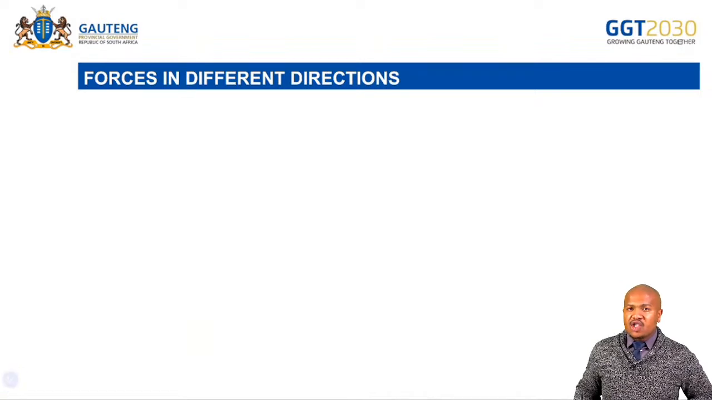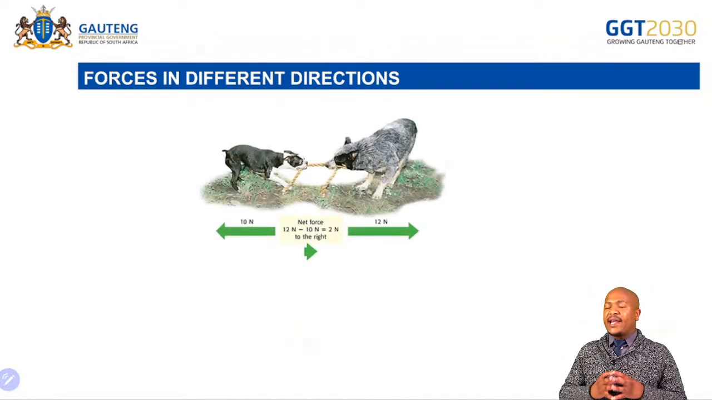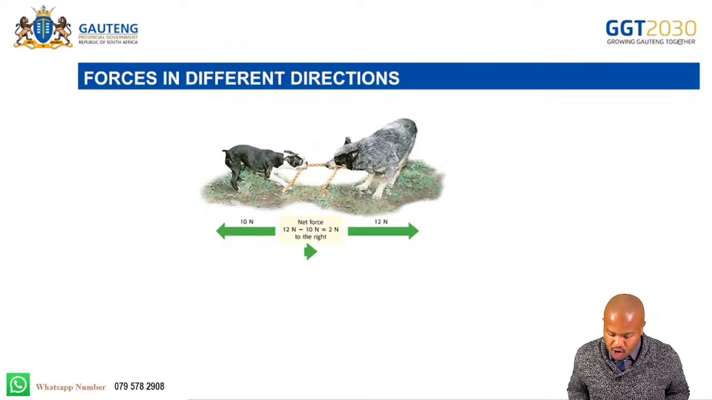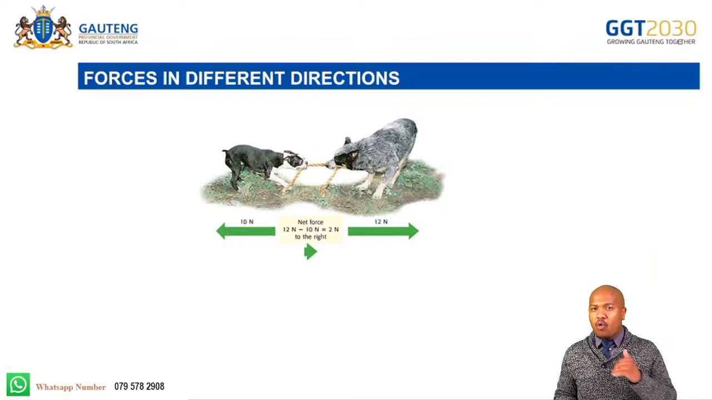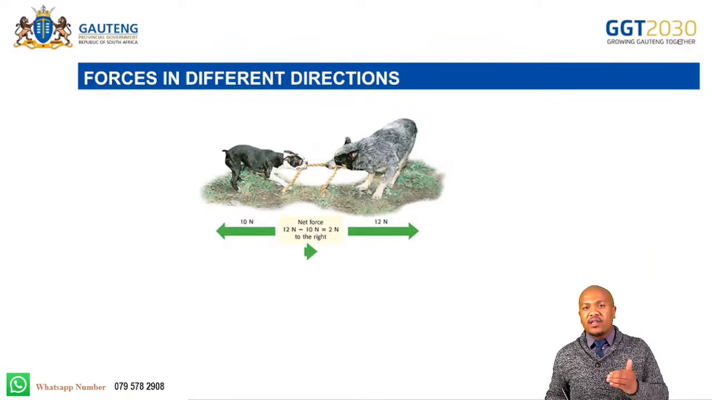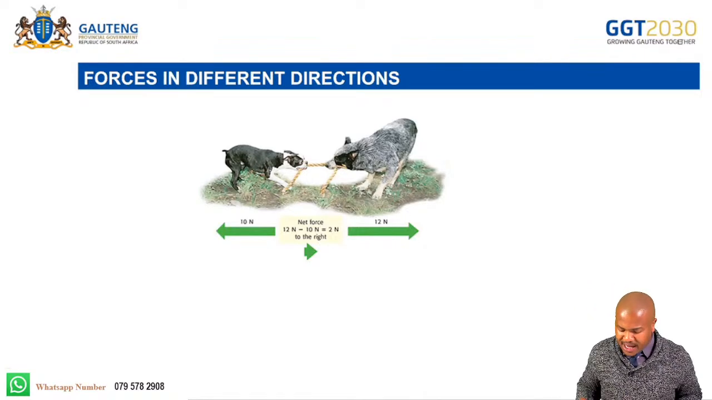Here we have another example of forces acting in opposite directions. Now it's a different story. We have two dogs fighting over this rope. We have Danger and Snoopy fighting over this rope. But now Danger is applying what?